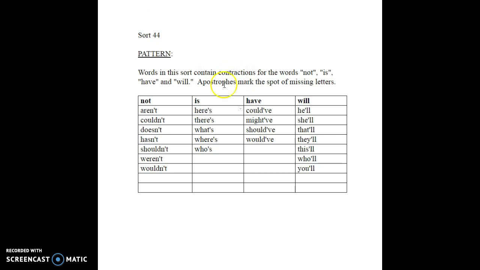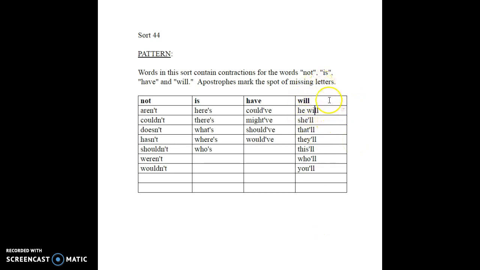That word is here's. And then you're going to have words that are contractions containing the word have. Words like could've, might've, should've, and would've. Again, the contraction this time is holding the place of two letters. H-A. Could have. Might have, should have, would have. The apostrophe is holding the place of two letters in these words. Same thing over here. The apostrophe is holding the place of two letters. Those letters are W-I.